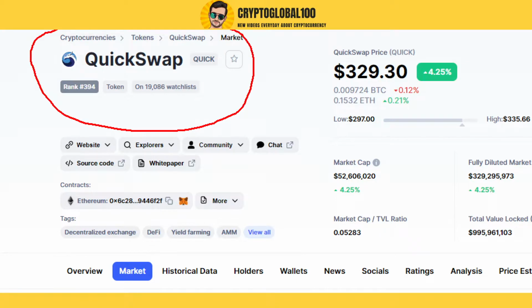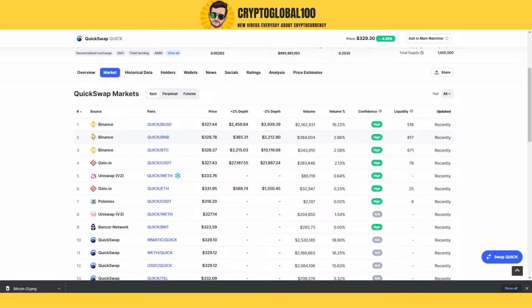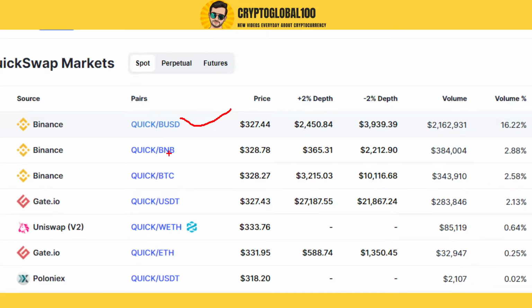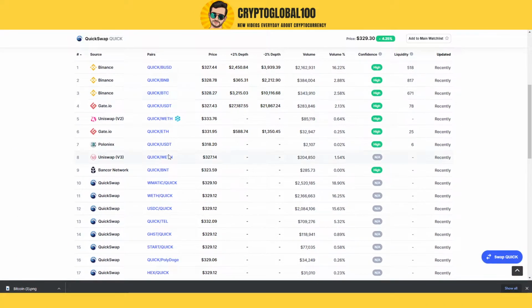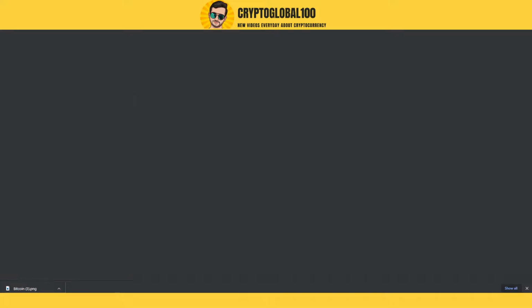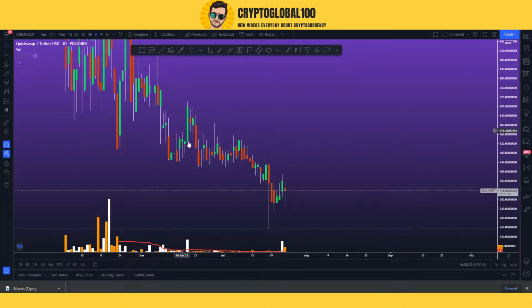We are going to predict the price analysis of QuickSwap, which has recently been announced on Binance. You can see three pairs: BUSD, BNB and BTC, and we're going to take a look at one of those exchanges. First we're going to take a look at TradingView. Do we have any chart?